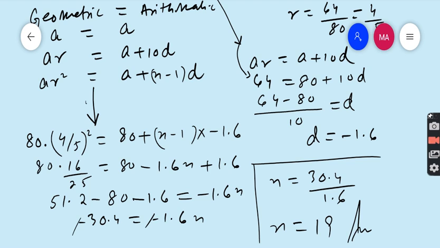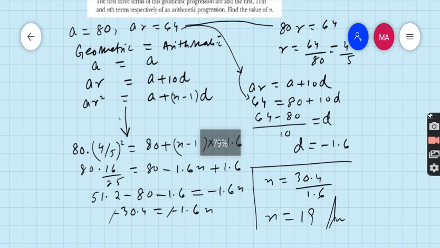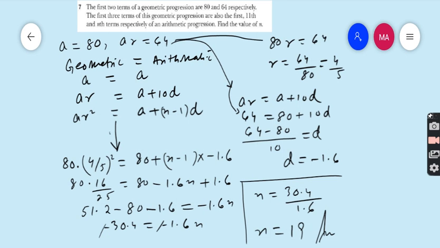Hope you understand the entire question. This is the summary of question number 7. Let's start question number 8.